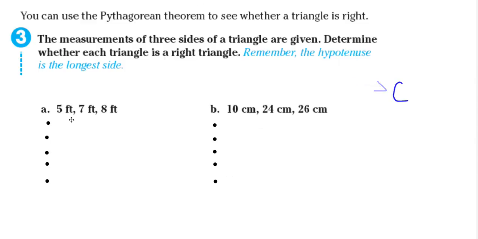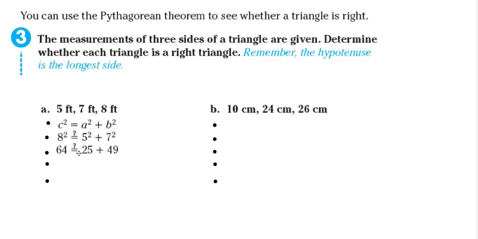Let's look at example 3A, 5 feet, 7 feet, and 8 feet. We know that 8 is our hypotenuse because that's the longest side. So that's our C. And you can interchange A and B. It doesn't matter at this point. So in this case, we write down the formula for the Pythagorean theorem. C squared equals A squared plus B squared. Substitute the values. Is 8 squared equal to 5 squared plus 7 squared?